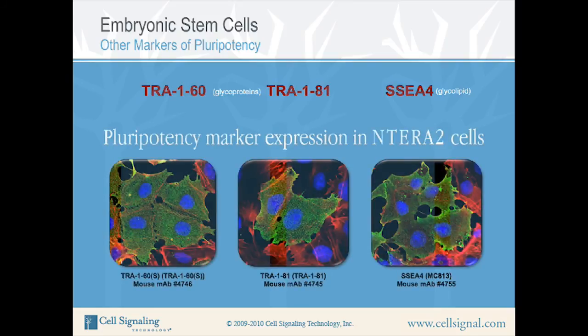Confocal immunofluorescent analysis showing expression of TRA-1-60, TRA-1-81, and SSEA4 in NTera2 cells. Antibodies for TRA-1-60, TRA-1-81, and SSEA4 have been labeled green. Actin filaments have been labeled red with DY554 phalloidin. DNA has been labeled blue using the fluorescent dye DRAQ5.